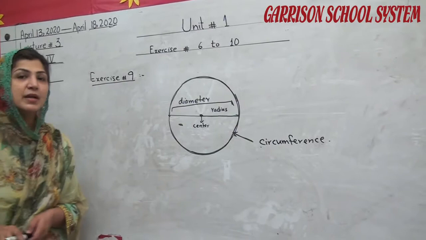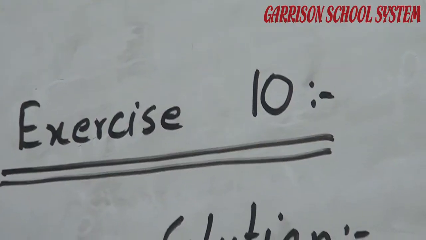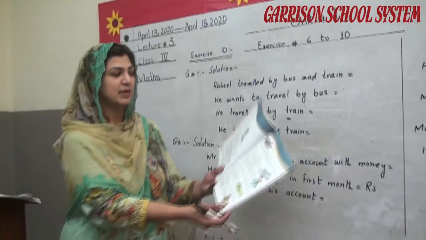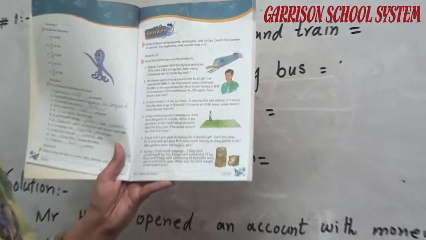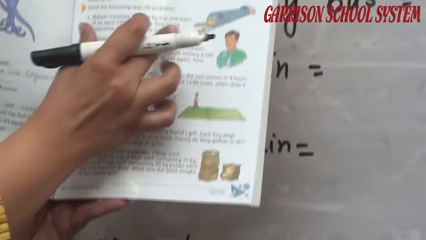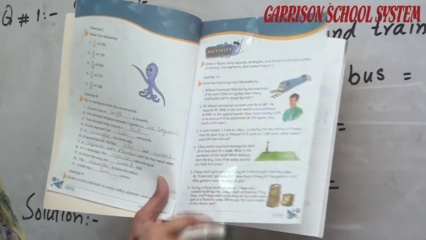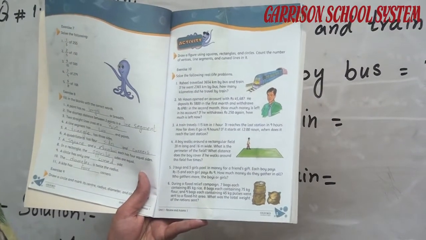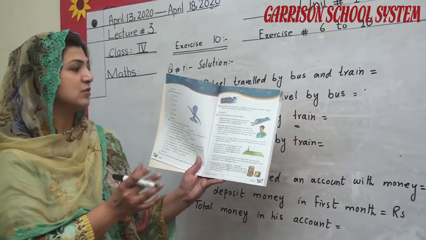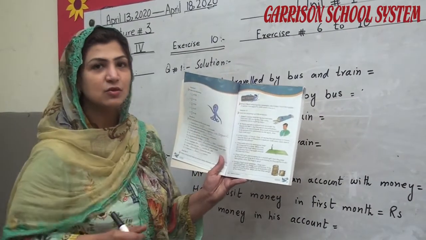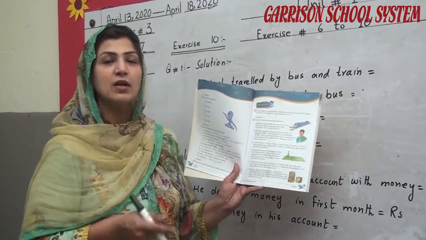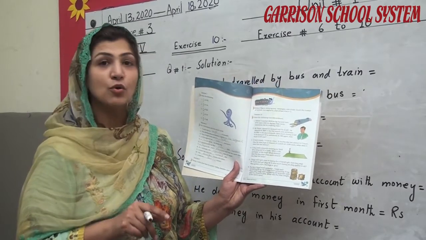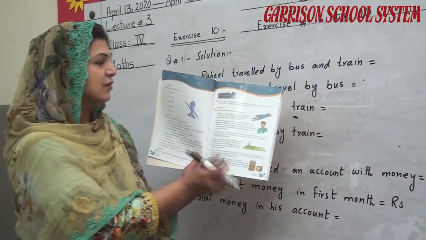Now come to exercise number 10. Now students, look at exercise number 10. Exercise number 10 is an activity-based exercise. We have here question number 1 to question number 10, and we have to solve all these questions. So how can you solve? First of all, I will help you by solving some questions on the board. After that, you will follow the method and try in your notebooks at home. So let's start from question number 1.